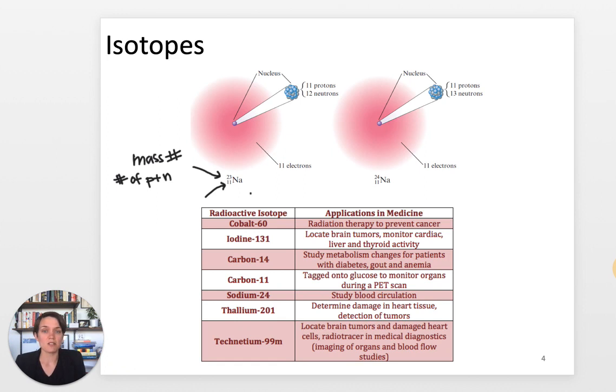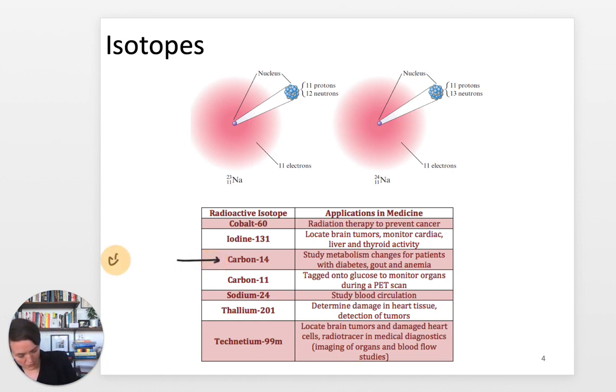Okay, so you can have stable isotopes and you can have unstable isotopes. And scientists, because they're clever, have developed a way of utilizing unstable isotopes for medicinal purposes. So you may have heard of radioactive labeling, or have known someone who went in for a test where they injected the person with a radioactive dye. So here's a couple examples where we have cobalt-60. That can be used in radiation therapy to prevent cancer. There's a lot of different examples here. So carbon-14 is used to study metabolism. You might already be familiar with carbon-14 if you've heard about carbon dating.